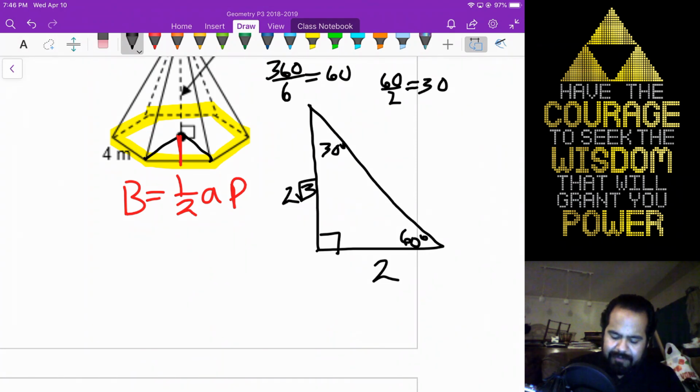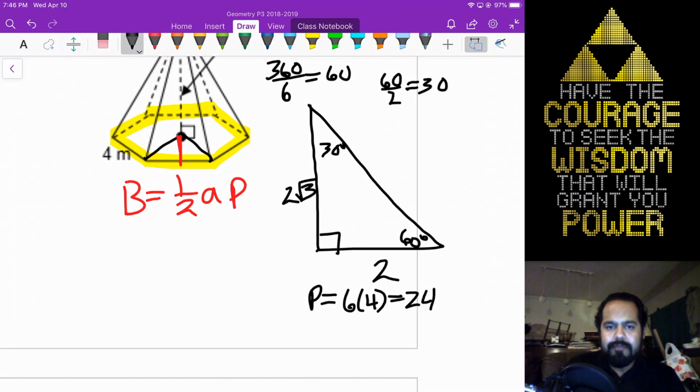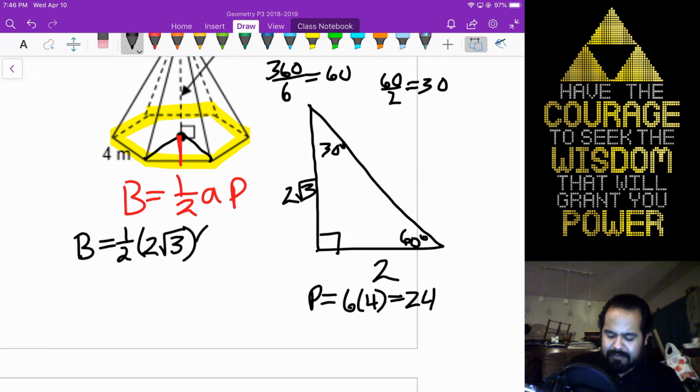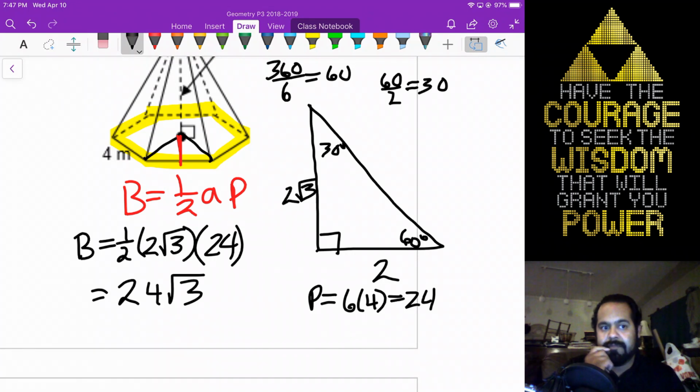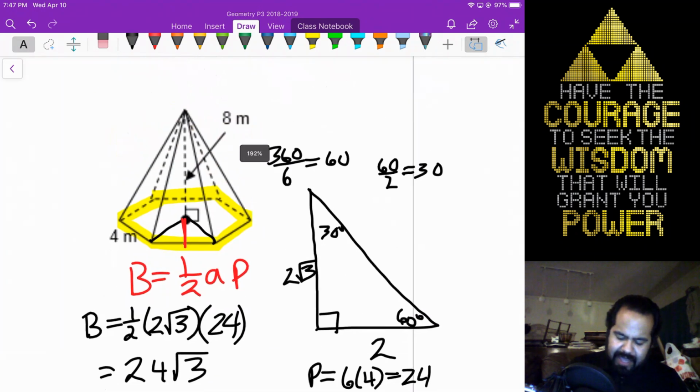And then, of course, the perimeter. There's 6 sides, so 6 times 4, 24. So let's take a look here. Base area is 1/2 of 2 rad 3 times our 24. Well, the 1/2 and 2 cancel out, so we're just going to have 24 rad 3. All right, so now we have the base area. Thankfully, the height was given to us.